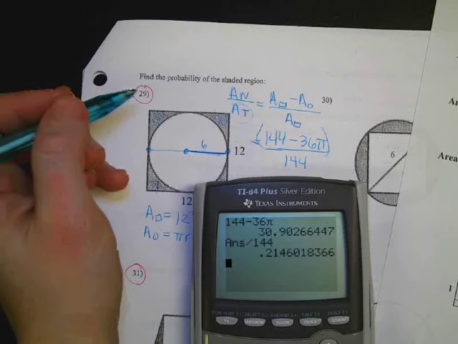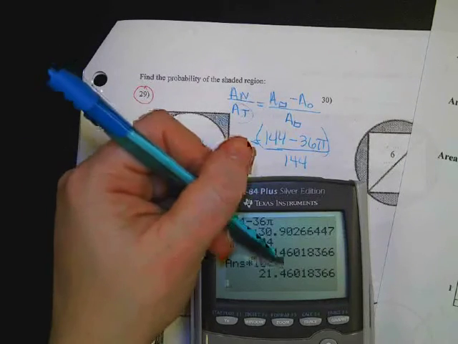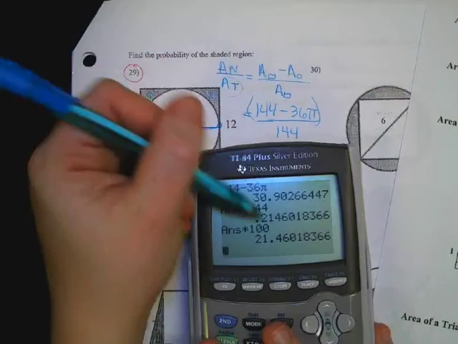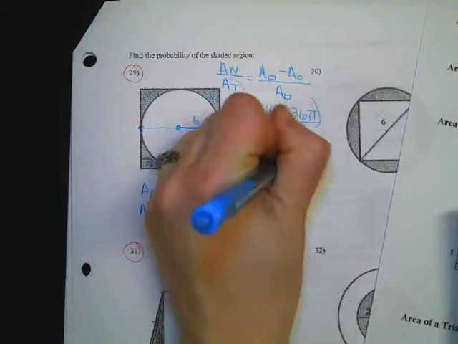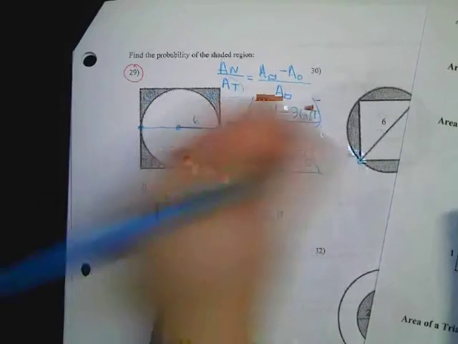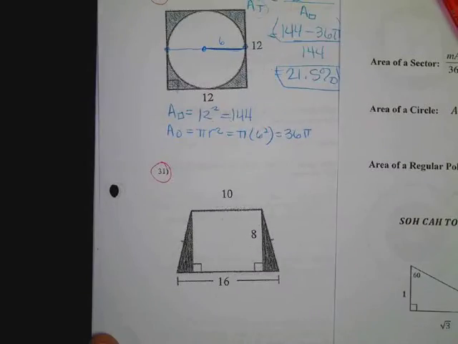If I'm going to take that and turn it into a percent, I need to multiply by 100, which rounded to the nearest tenth would be 21.5. Oh, you can't see that. 21.5. So it would be 21.5%. That's my final answer. All right, number 31.